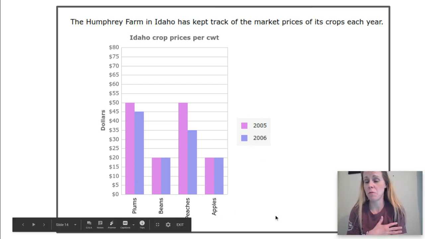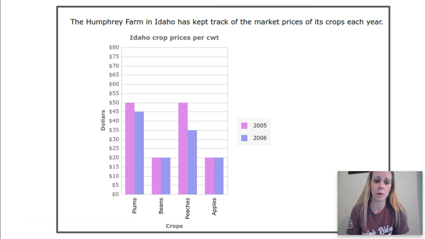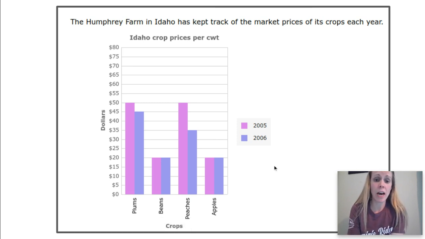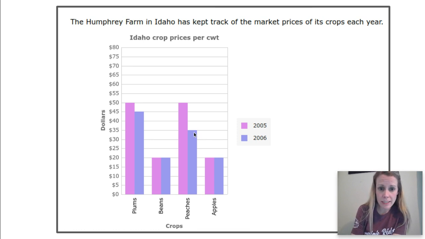So I always look at my graph before I answer any questions. So let me see if I can come up with a question for you guys. So a question you might get would be, how much money was made on peaches in the year 2005? So you'd go ahead and look, okay, my pink bar for peaches for 2005 is going to be $50, okay? Another question they might ask you is, how much more money did peaches make in 2005 than in 2006? So then I'm going to have to count, okay, in 2006, I made 35 all the way to 50 in 2005. So the range between there is $15. So $15 more in 2005.